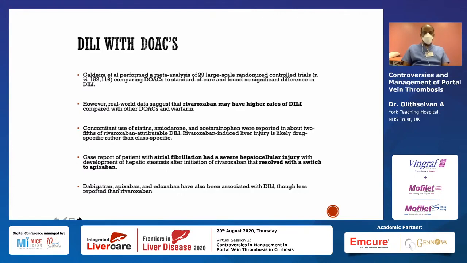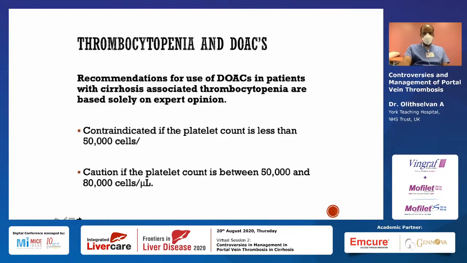The real world data and day-to-day practice says that you can sometimes get problems with the direct acting anticoagulants. Rivaroxaban is probably the worst culprit. All others have been shown to have some drug-induced liver injury. But on the whole, if you want to choose, then apixaban seems to be the safer option as far as the liver injury goes. There are also concerns about thrombocytopenia and bleeding with the direct-acting anticoagulants.